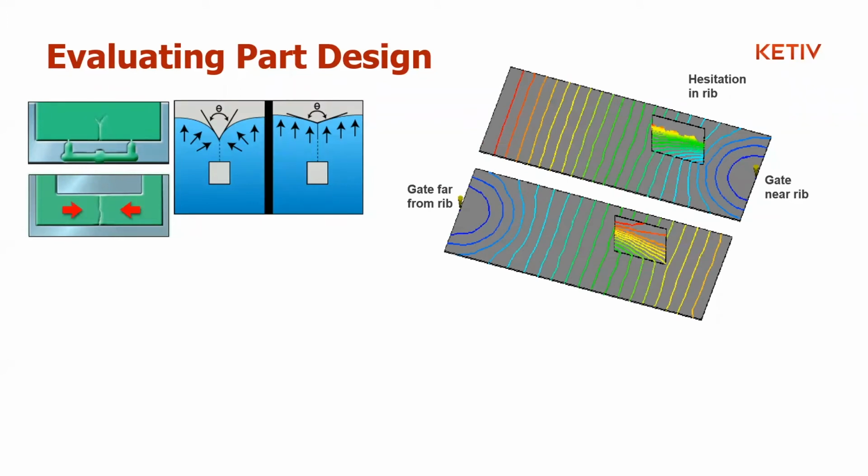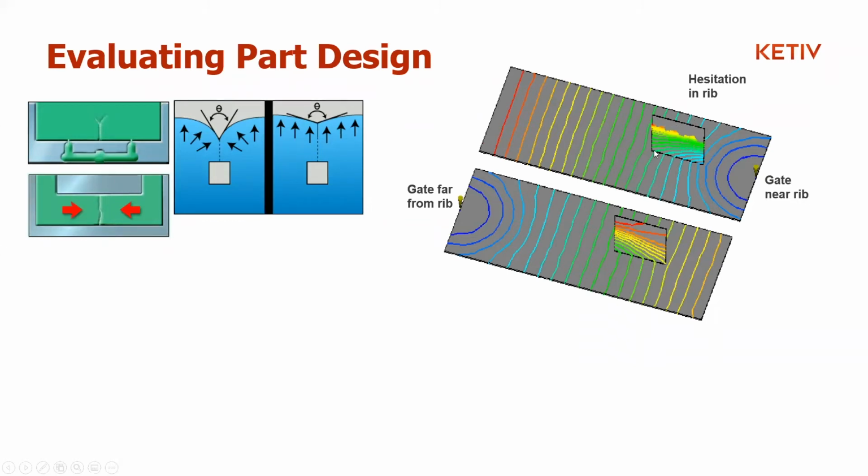Now, another way you evaluate part design is by studying what is called hesitation. Hesitation is nothing but slowing down of the flow front. As you can see on the top image here, the gate is actually closer to this rib. And if you notice at the top of this rib, there's no flow. Not very little, but no flow whatsoever.